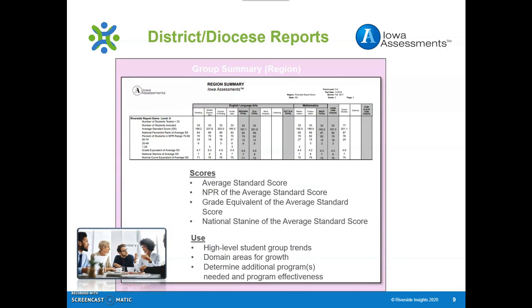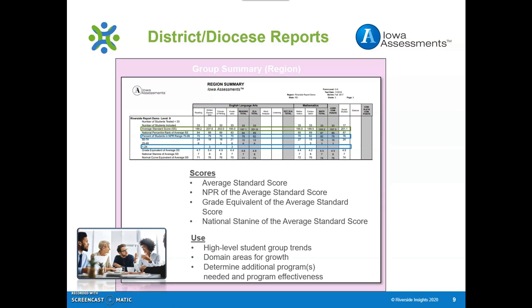The fourth and final district or diocesan report to present in this video is the Group Summary Report. This report provides an overall picture of student performance, helpful for comparing scores across content areas. The National Percentile Rank scores, outlined here in blue, which are converted from the standard score, particularly help with this comparison and noticing where students are the highest and lowest in each subject area across the region or district.